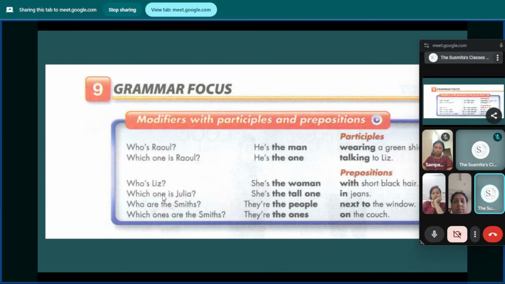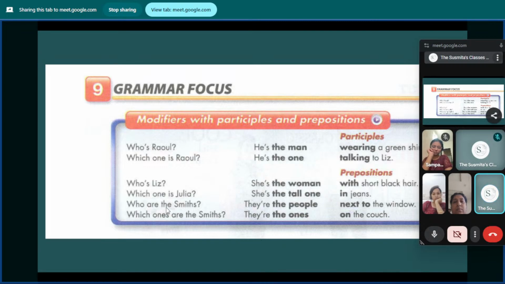Okay. Same way I can also talk about other people with prepositions की त्यांनी काय घातले किंवा कशा जवळ आहेत ते. So आपण जेव्हा काय घातले हे म्हणतो, of course we will use prepositions over there, and along with that what they are near. Correct. So if you ask me who is Liz, I can say she is the woman with short black hair. Which one is Julia? She is the tall one in jeans. Jeans मध्ये आहे ना ती?